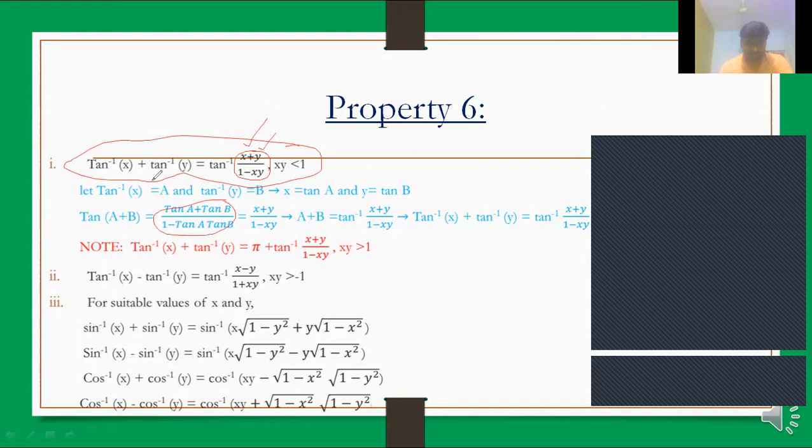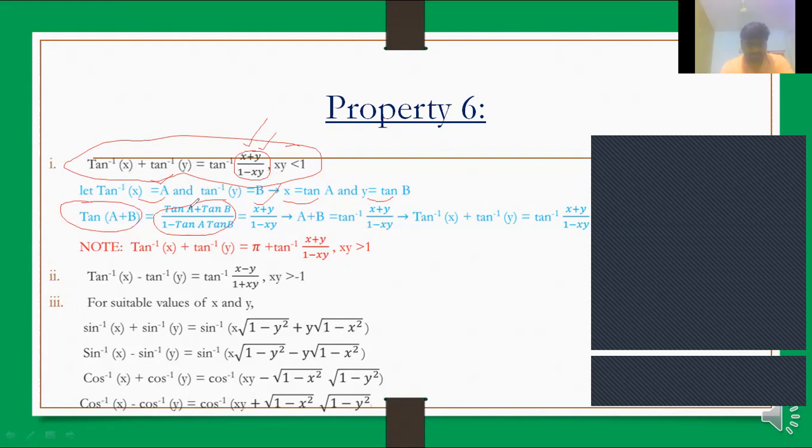See, the proof is there. Tan inverse x equals a. Tan inverse of y equals b, let us take. That means from this, what is the value of x? Tan a. From y, tan b. Now let us assume tan of a plus b. The formula for tan of a plus b is tan a plus tan b by 1 minus tan a tan b.